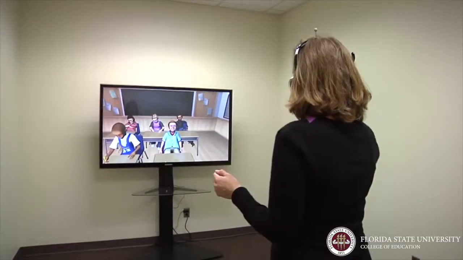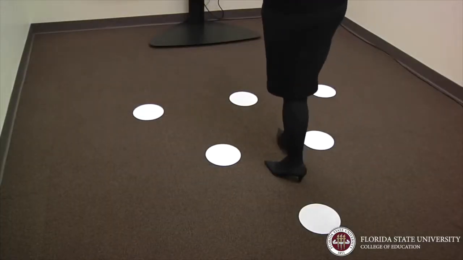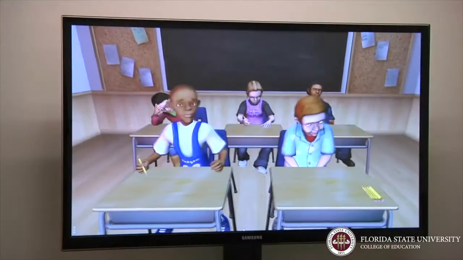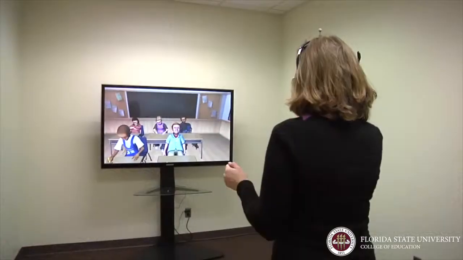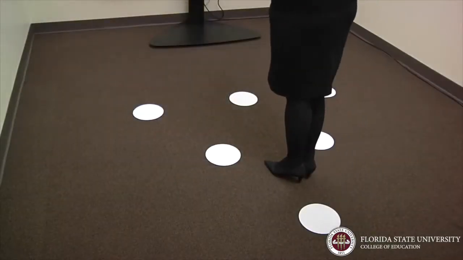Dr. Root and I have both used Teach Live as another form of active learning, where our students actually go and teach in front of the avatars, or they have a conversation with an adult who's an avatar, to model talking to parents, to talking with other colleagues.